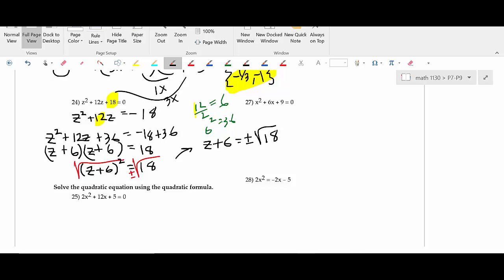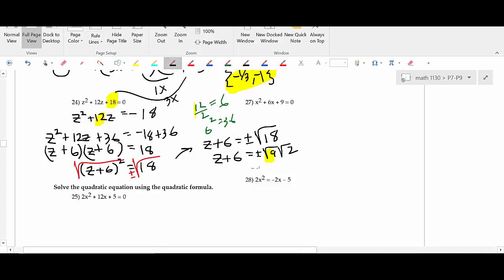We talked about that a little bit last week. So you want to write this like this. You want to say z plus 6 equals plus or minus square root of 9 times square root of 2. Don't do 6 times 3 because 6 and 3 are irrational numbers. 9 is the magic number you want, see.